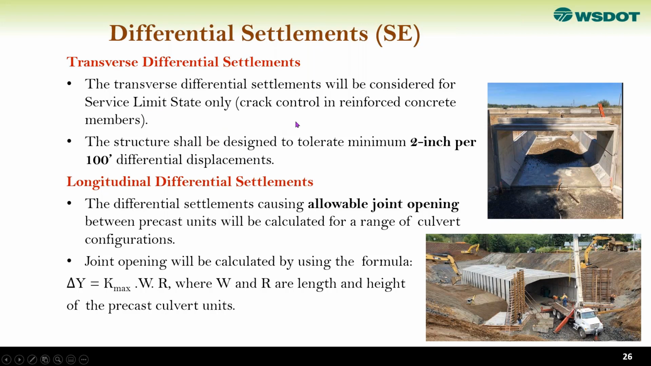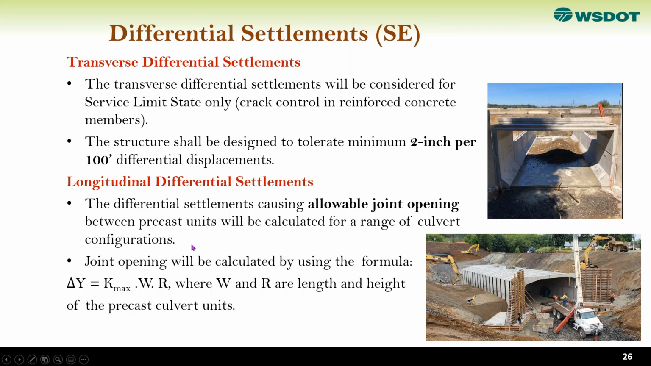So the transverse differential settlement will be considered for the service limit state only, and this is basically control of cracking. Once we get that, we follow AASHTO for providing control of cracking reinforcement to the limit of serviceability required. And the structure shall be designed for tolerances of 2 inches per 100 feet. So this is a displacement tolerance that we have for transverse differential settlement.